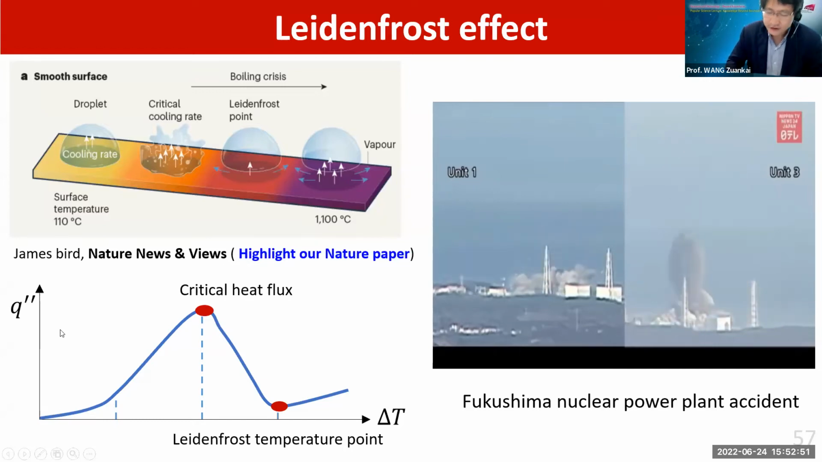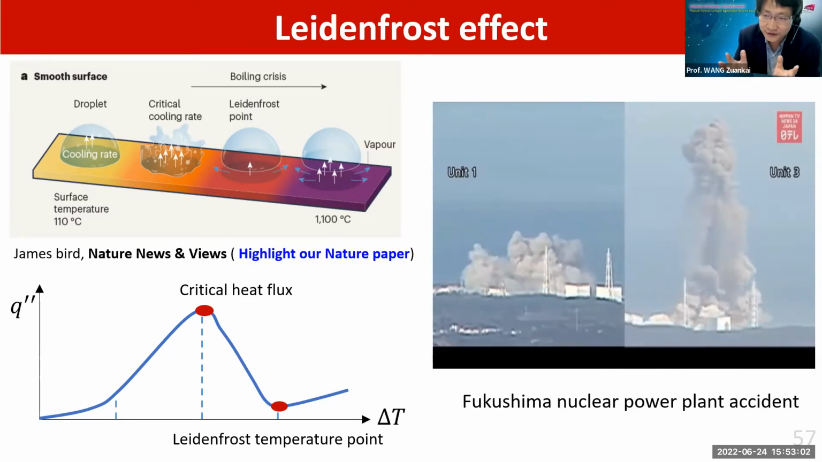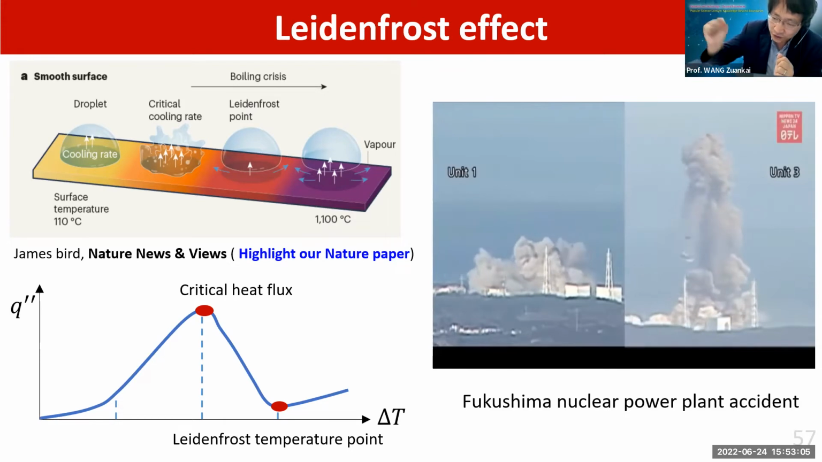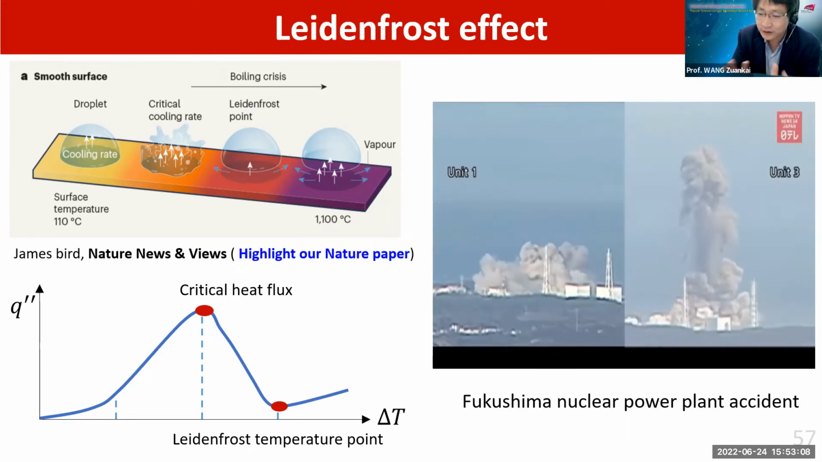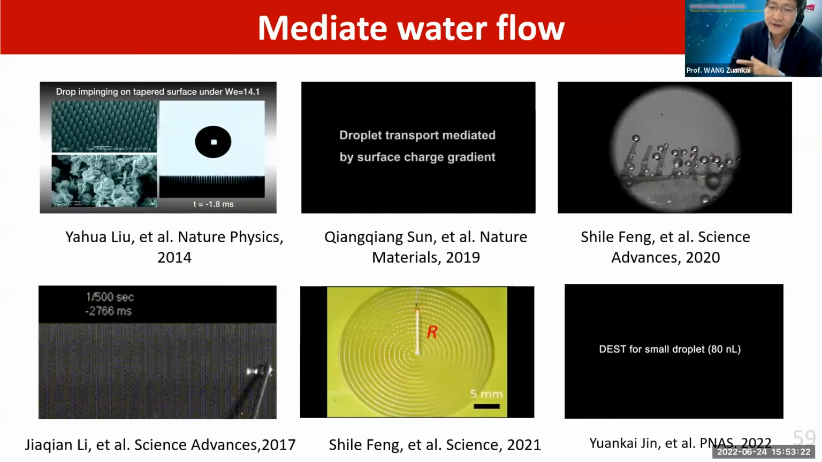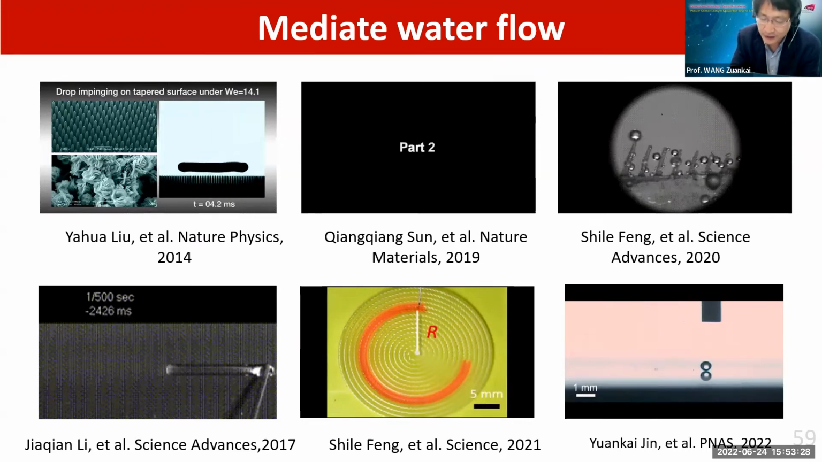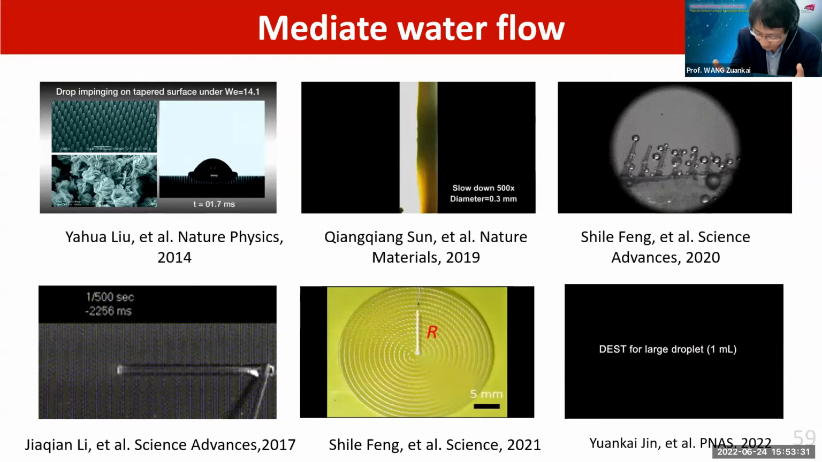So now the key is how to suppress this Leidenfrost point. If the Leidenfrost point can be more than 2000 degrees, we will completely prevent this phenomenon. But how to do that? There are many challenges. Fundamentally, it is about how to mediate the water and vapor flow. It's very easy to control the water flow, as I mentioned over the past 10 minutes, but it's very difficult to control the vapor flow.